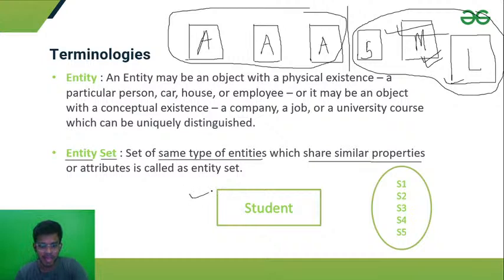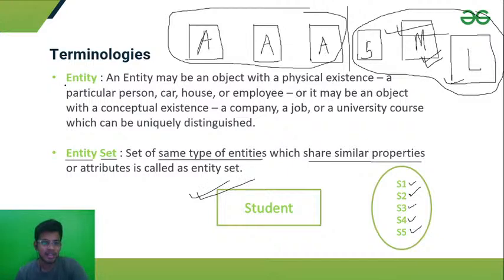From the diagram given here, student is an entity, which is under a rectangle, and this oval, which consists of S1, S2, S3, S4, S5, is an entity set consisting of students, right? So I hope you are clear with what is entity and entity set.